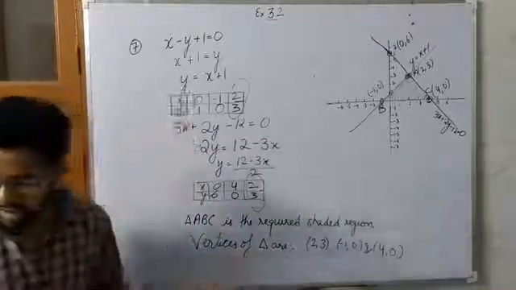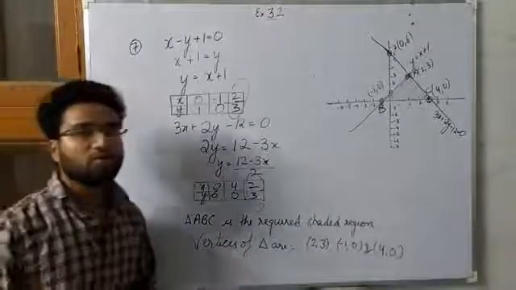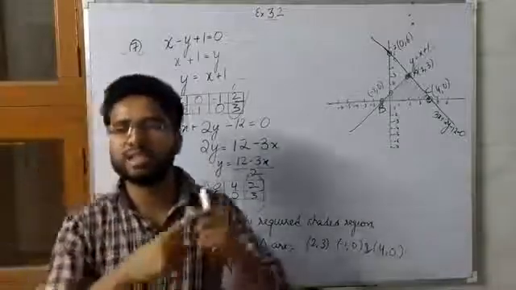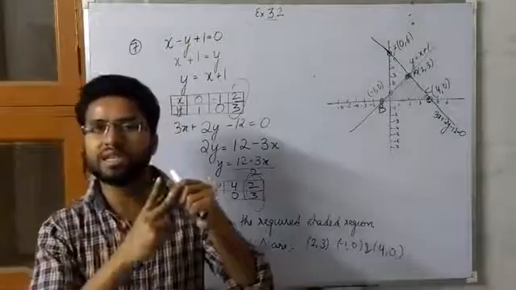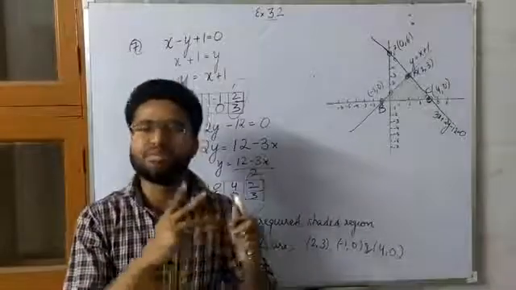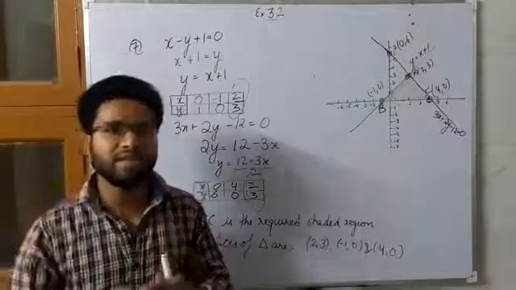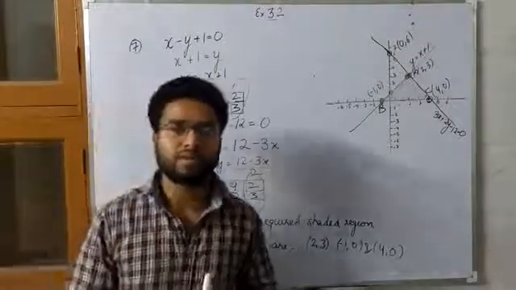Okay. With this, this exercise gets over. Now we are left with the three important topics, that is the substitution method, elimination method, and cross multiplication method. One by one we will be discussing these in our upcoming videos.